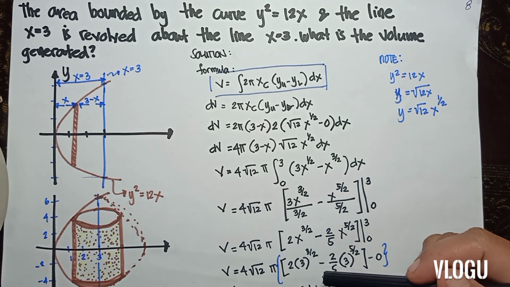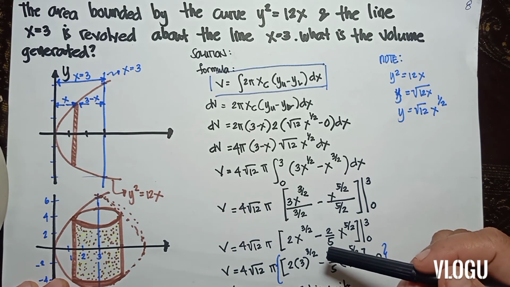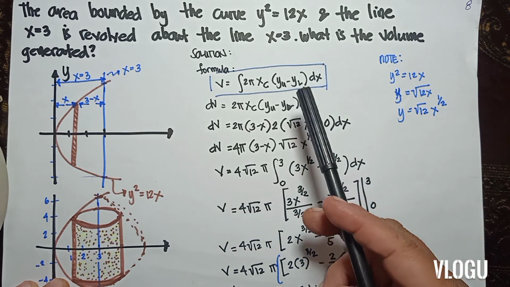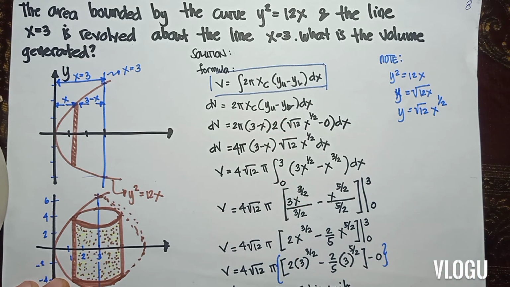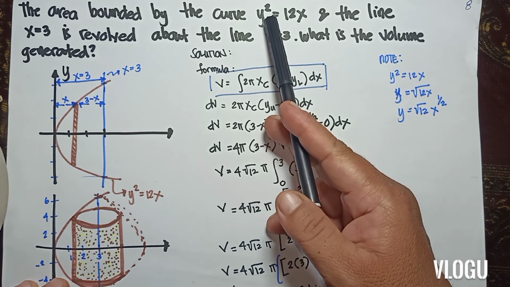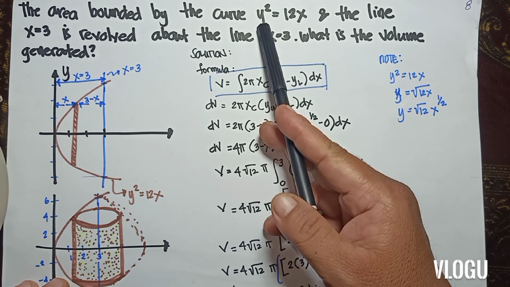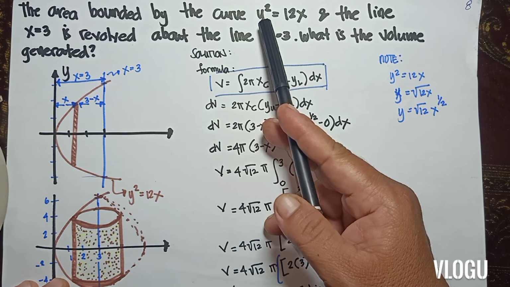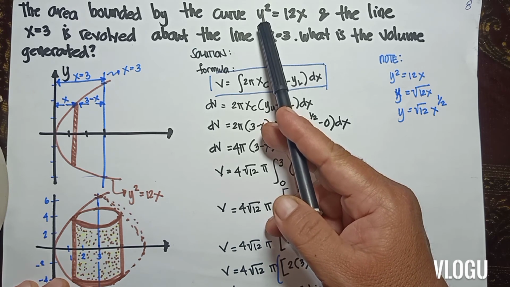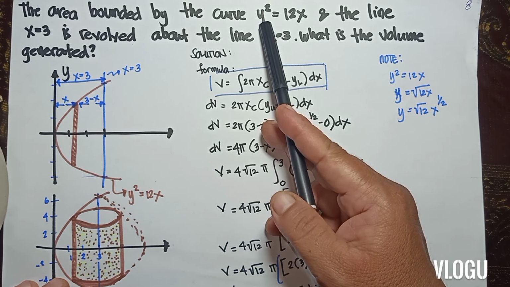If we look at the area bounded by the curve, our boundary here is a parabola. Is it facing upward or facing right? So, what is being curved here?